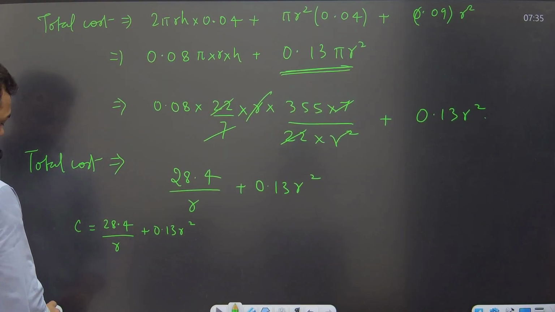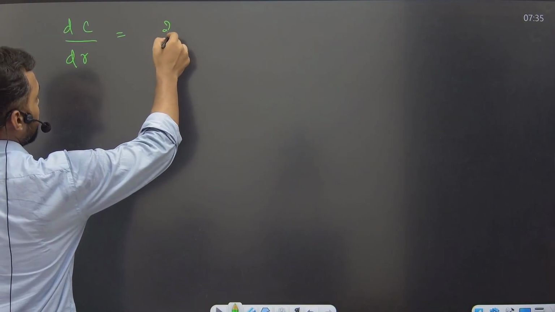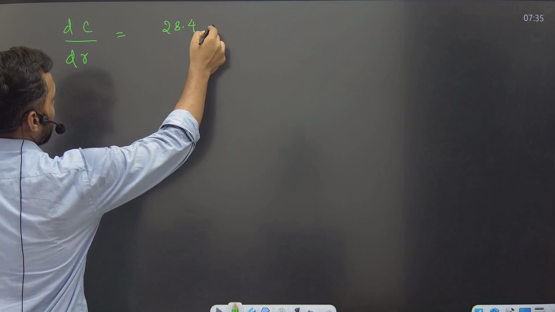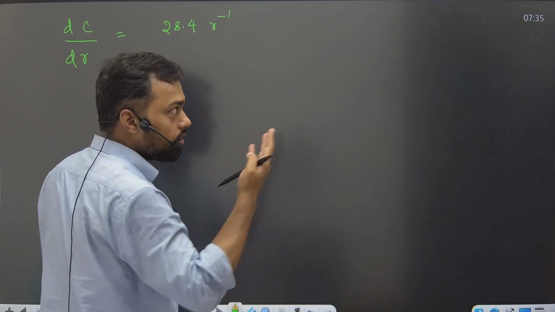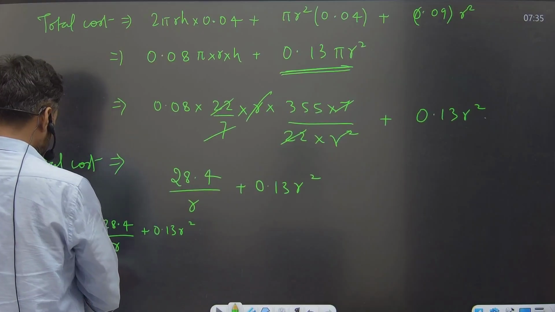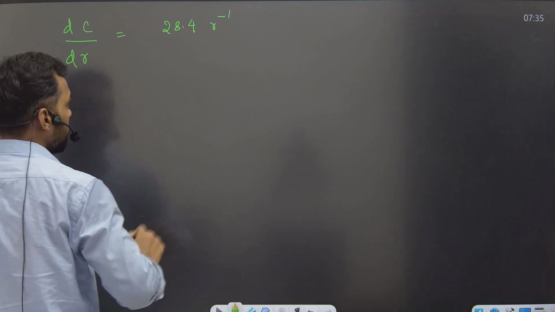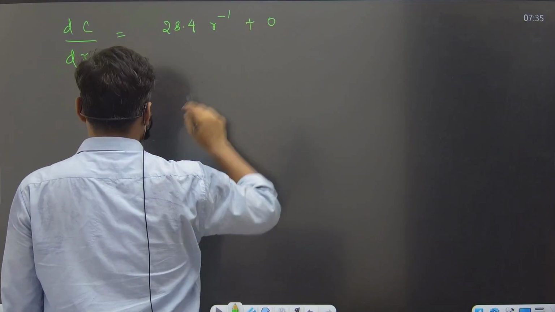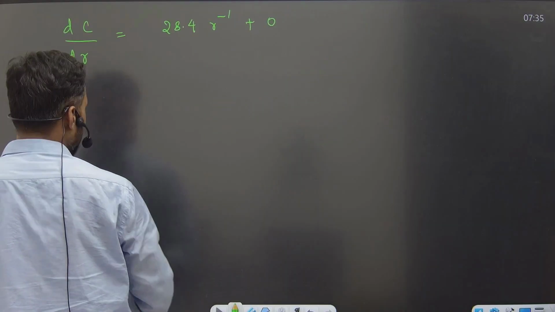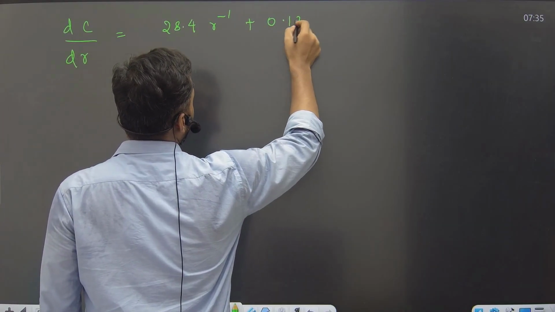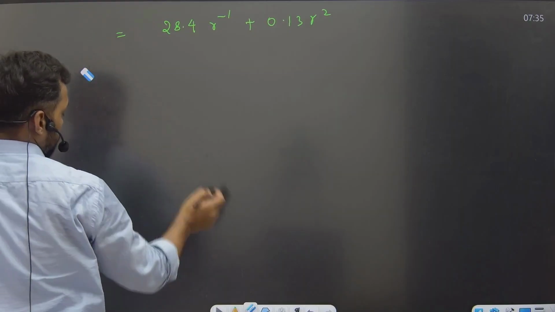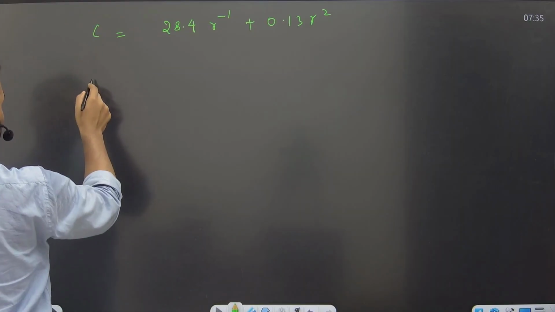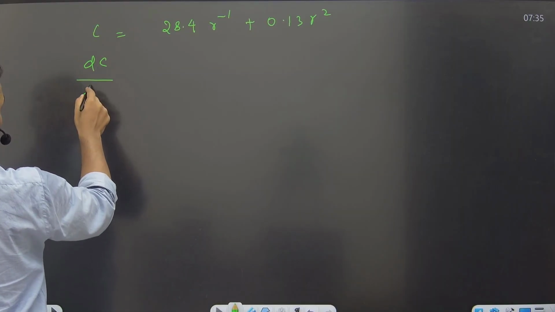So 28.4/r could be written as 28.4 r to the power negative 1, because r was in the denominator, plus 0.13 r squared. This was capacity C. Now I will be differentiating here, students, that is dC by dr.